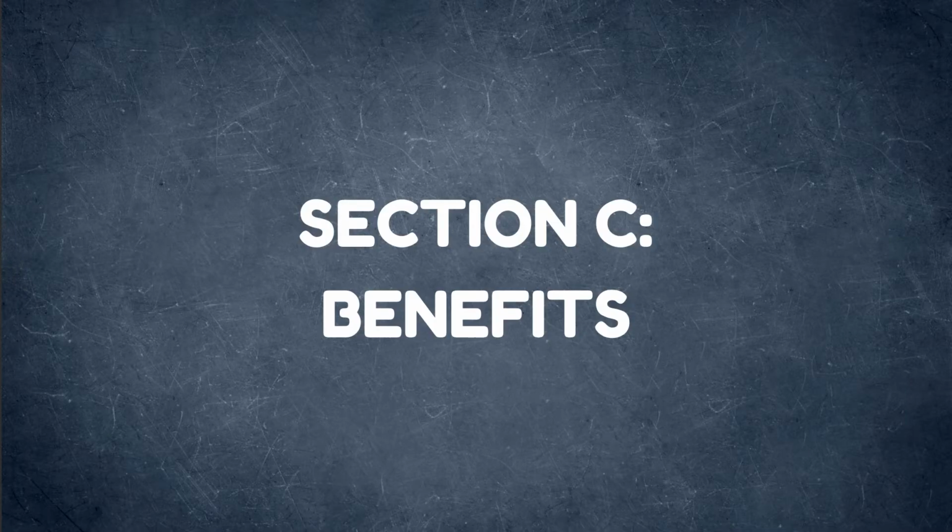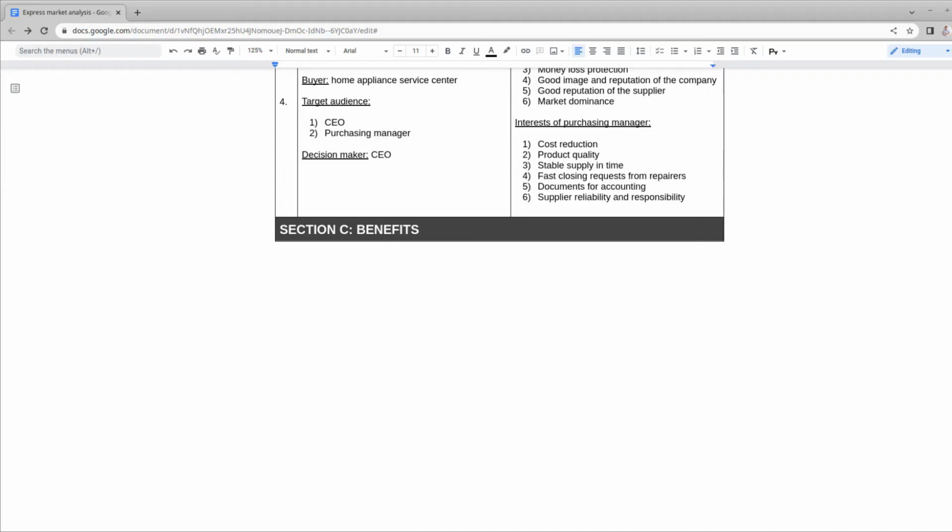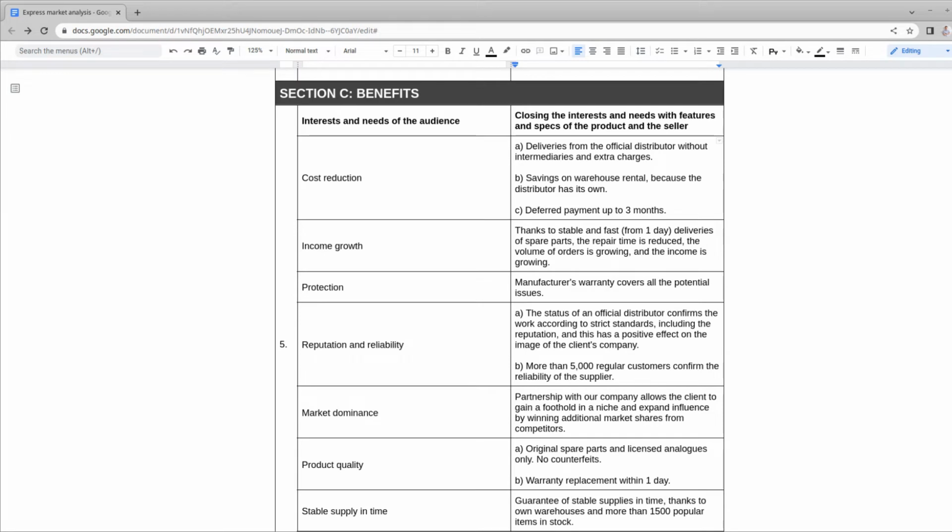Section C. Benefits. The 3rd section of our express market analysis is all about benefits. The easiest way to present them is in the 2 columns of a table. In the left column, we write the interests and needs of the audience from the previous section. In the right column, we write how we can cover these interests and needs through the features and specs of the product and the seller, the ones from section A. As a result, we have a complete set of benefits to write a full-fledged sales copy.